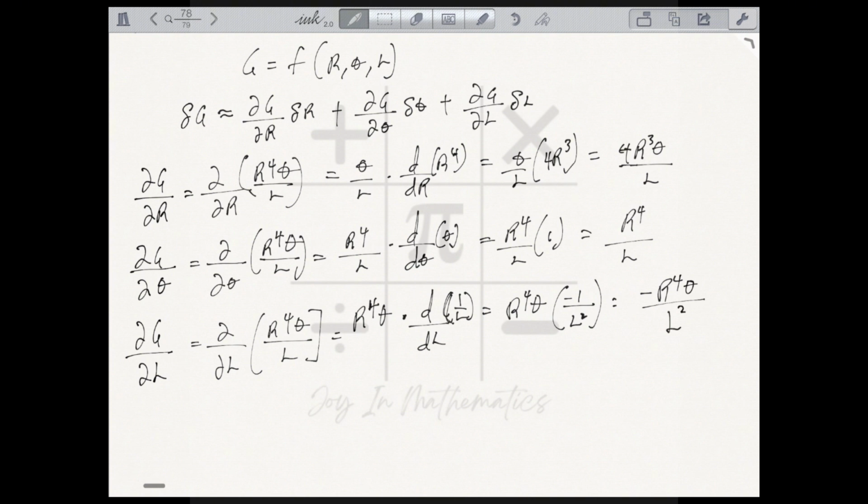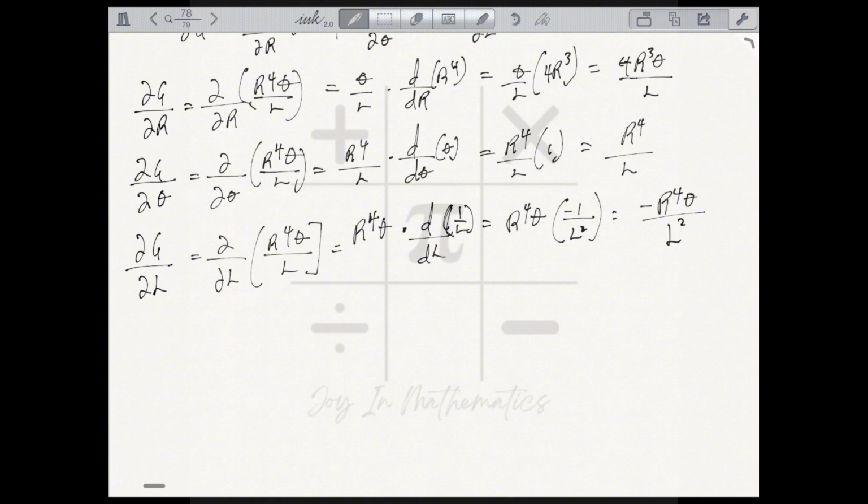Now let's take a look at the small changes. R increased by 2%, theta reduced by 5%, L increased by 4%.